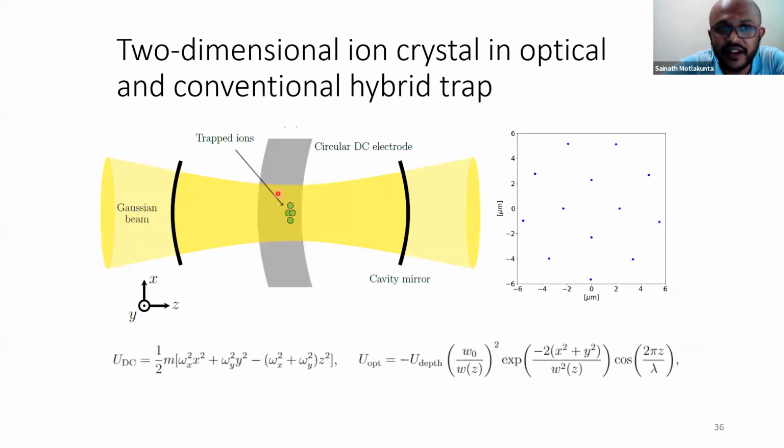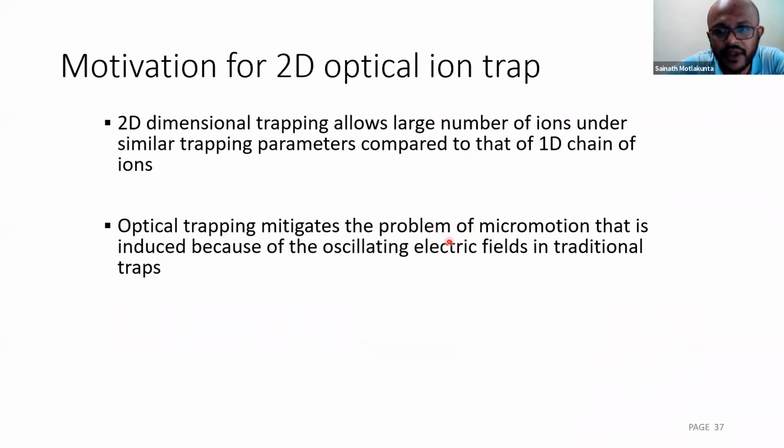One is the theoretical investigation of trapping a 2D chain of ions in an optical trap. The idea is similar to a traditional trap, but the axial confinement is provided by tightly focused light inside a cavity, and the radial confinement is provided by the DC electrodes. The picture here shows a numerical simulation of the equilibrium positions of 13 such ions inside this trap.